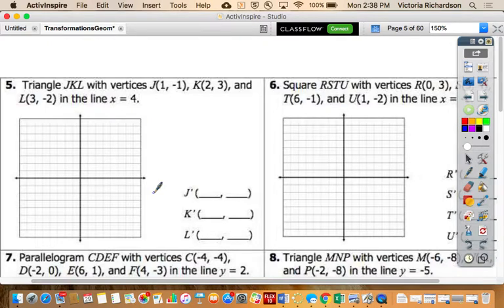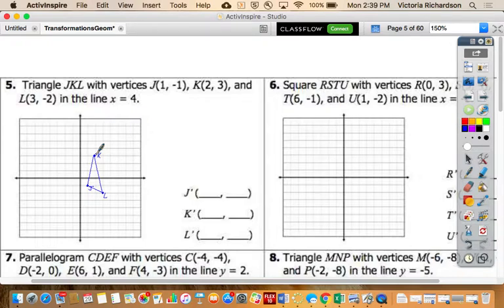So we're going to plot the point 1, negative 1. So we start at the origin. We go 1 to the right and down 1. And this is my J. Then I'm going to plot the point 2, 3. So I'm going to go 2 to the right and up 1, 2, 3. This is K. And then I'm going to plot the point 3, negative 2. So I'm going to go 1, 2, 3 to the right and down 1, 2. And this is L. And I'm going to connect my points. And now I have my first triangle.